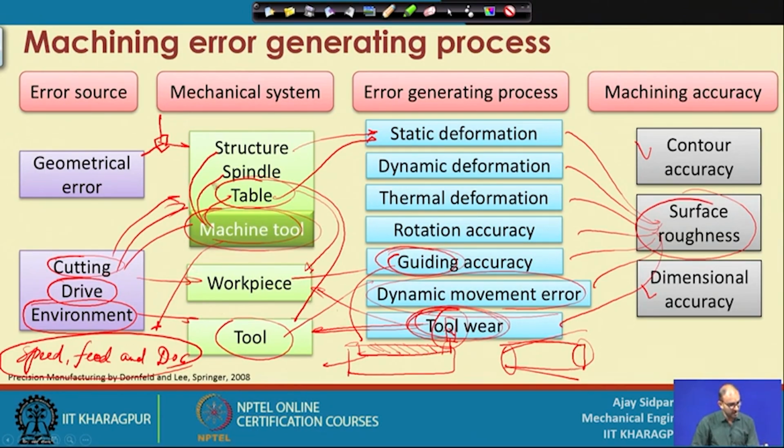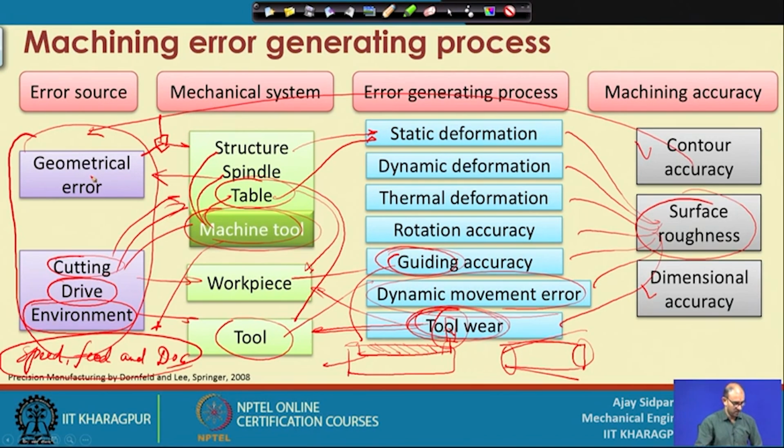If everything is fine, there may be a chance of a geometric error. Then you can actually back calculate in this direction and find out what the source of error is, and then you spend time and cost on correcting this particular error source.